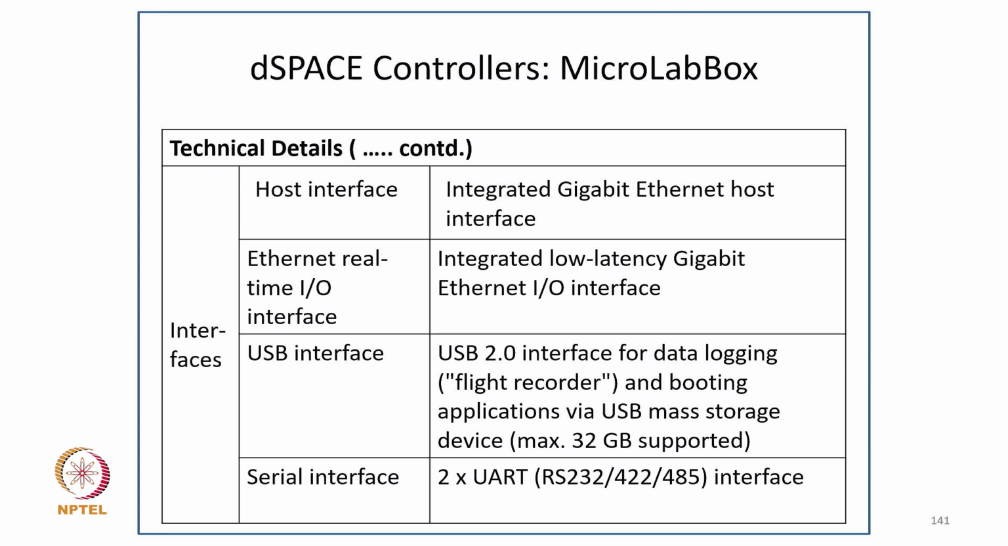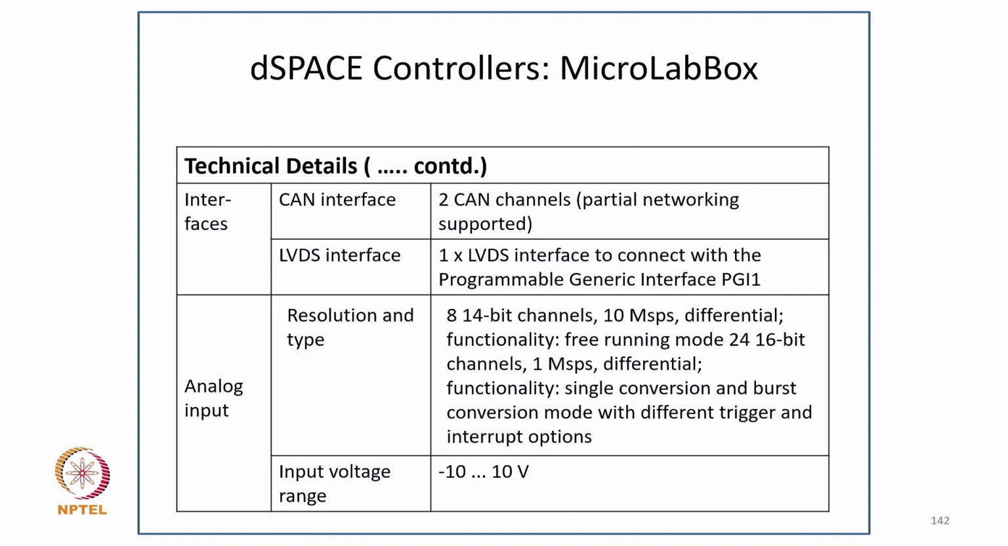The host interface is indicated as a gigabyte Ethernet interface, and the Ethernet real-time IO interface is indicated as a low latency gigabyte Ethernet interface. The USB interface is USB 2.0 for data logging, flight recorder, and booting application from a USB mass storage device, maximum 32 GB supported, and the serial interface is 2 times USART or RS232, RS422, and RS485 interface.